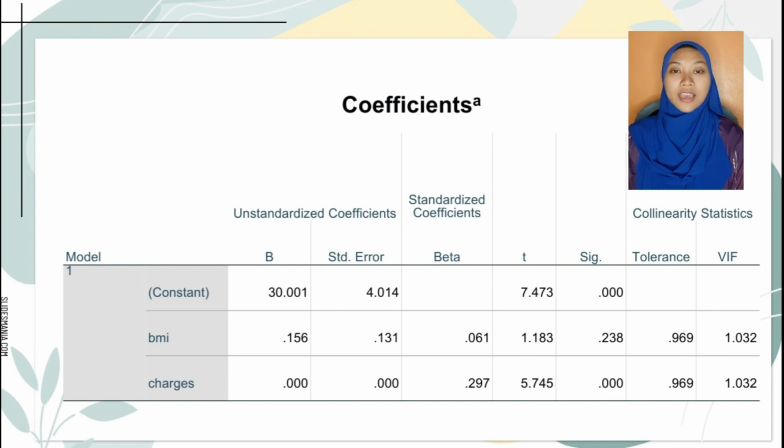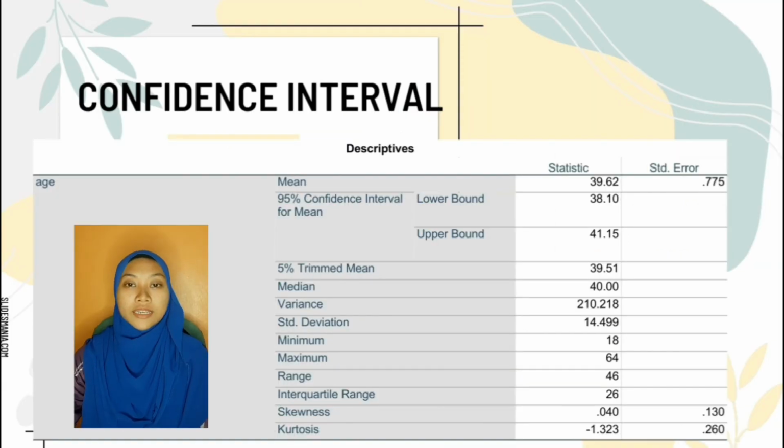Next, since VIF for all predictors is less than 10, there is no evidence of multicollinearity. The confidence limits range for age is from 38.10 to 41.15. About 95% of similarly constructed intervals include the population parameter.